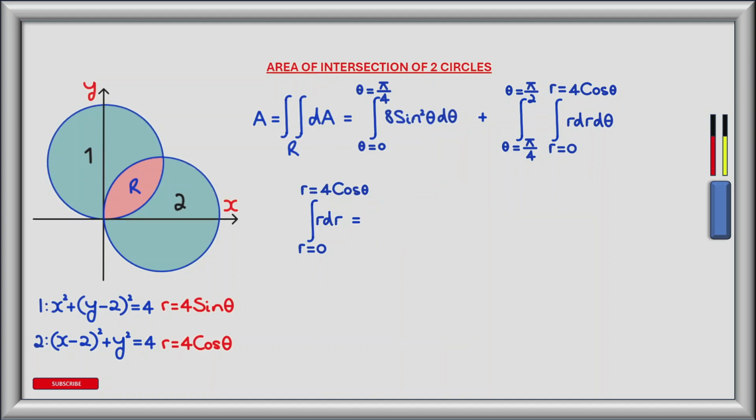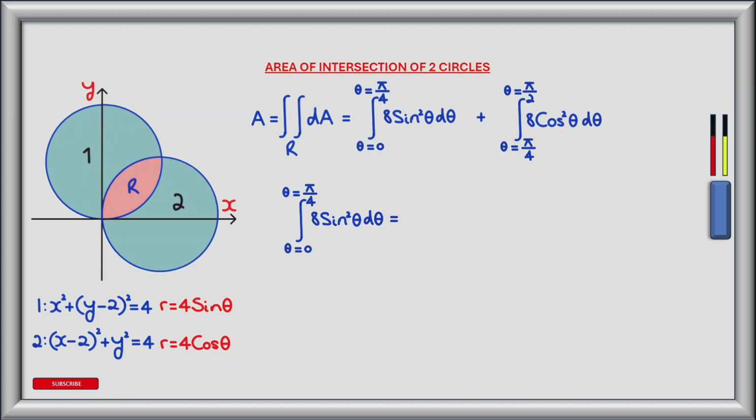And for the second inner integral, we want to integrate between r equals 0 and r equals 4 cos theta r dr. And using the power rule to evaluate this, its antiderivative is r squared divided by 2, which we need to evaluate between 0 and 4 cos theta. And plugging in the value of 4 cos theta, we get 8 cos squared theta, and plugging in the value of 0 gives us 0. So this integral evaluates to 8 cos squared theta.